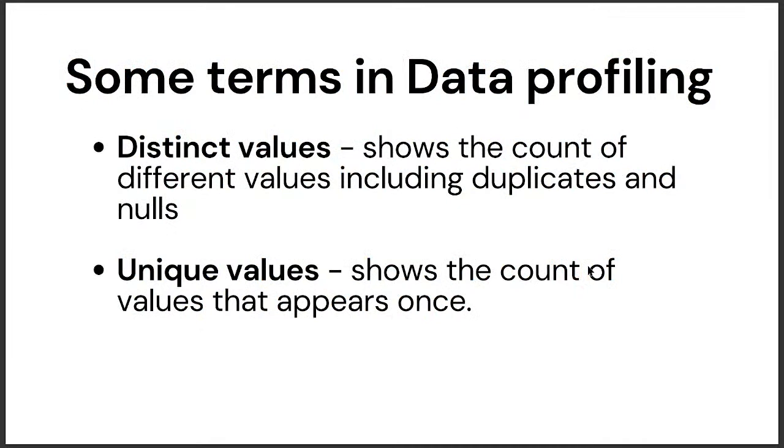So I'm just going to talk about these terms I talked about earlier, some terms in data profiling. I said distinct values will show you the count of different values, including duplicates and nulls, while unique values will show you the count of values that appear only once. I just wanted to go over this again, just to be sure we are all clear.